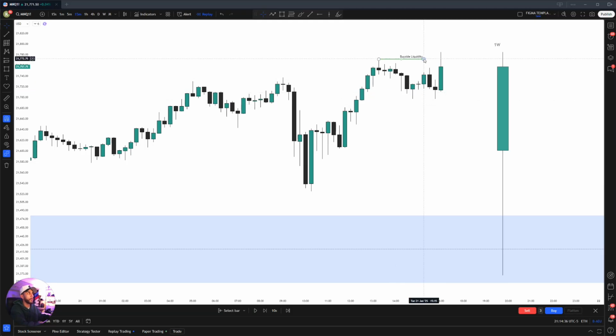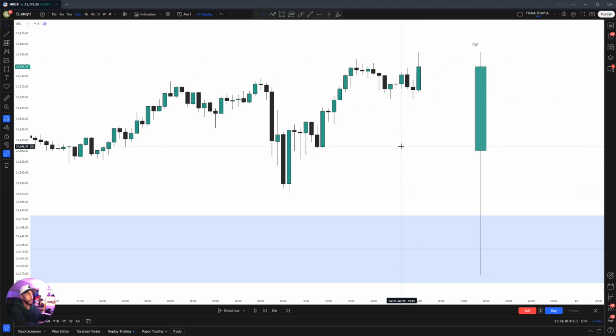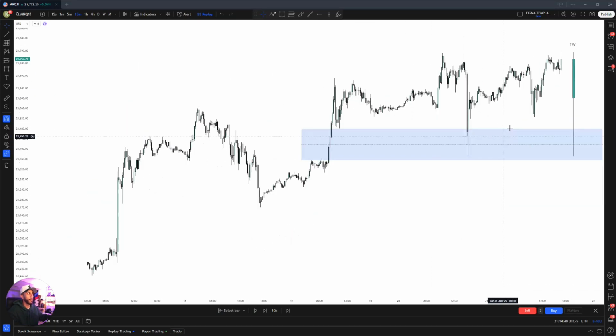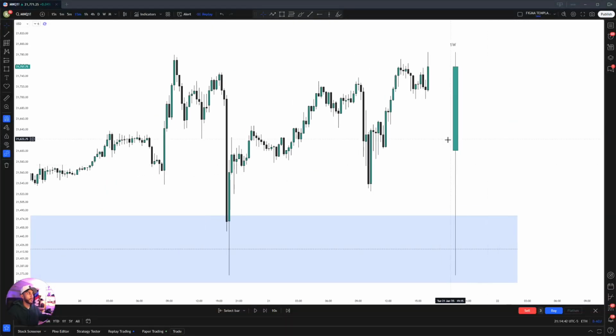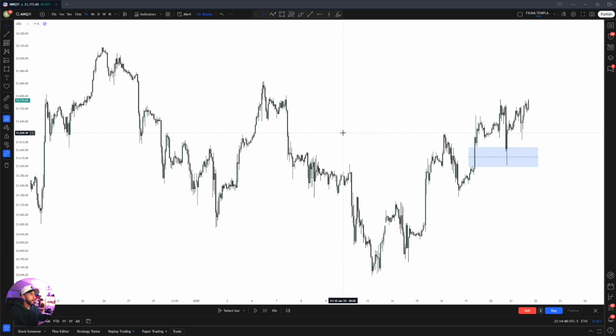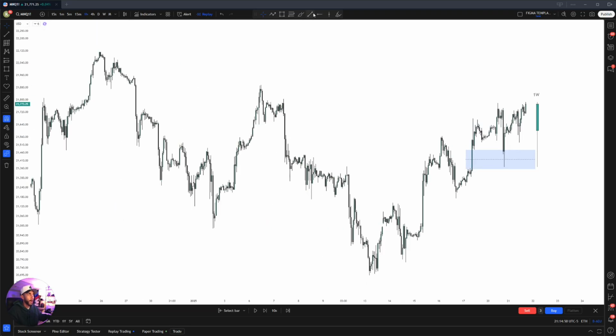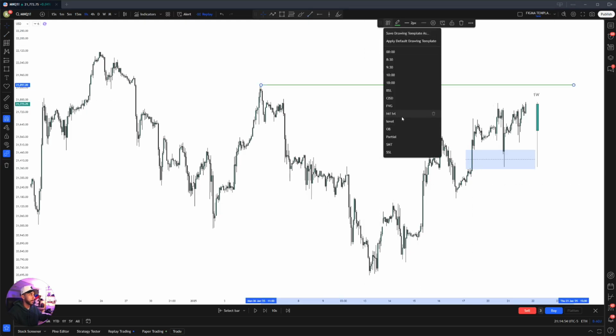Remember, the weekly candle just opened up, so we're not giving up on this bias just yet. Yes, we have properly manipulated the low. Yes, we have made a bullish day. Does this mean that we are done? Absolutely not. Absolutely not. We still have more upside left, right?